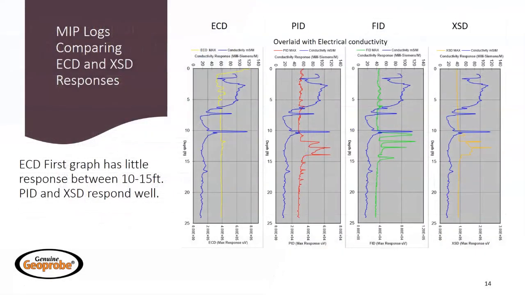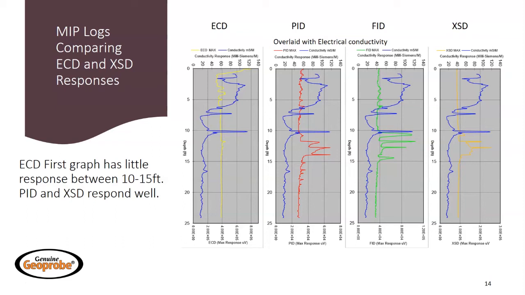Now we are going to review some MIP logs which use 4 detectors, the ECD, XSD, PID, and FID, and see what we may be able to discern about the contaminants present in these logs from the differences in the detector responses and our current understanding of them.